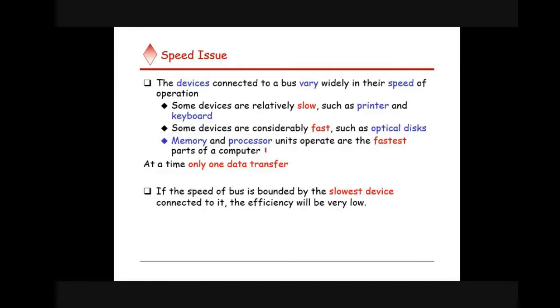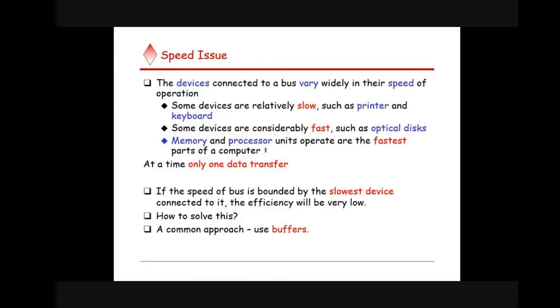So what can we do? The speed of the bus will depend on the slowest device which is connected to the bus. So how can you solve this problem? You can use a separate buffer. There you read the input and store it in the buffer. Once the buffer is full, the complete data you can transfer through the bus.